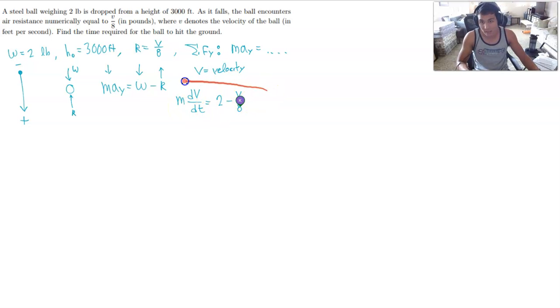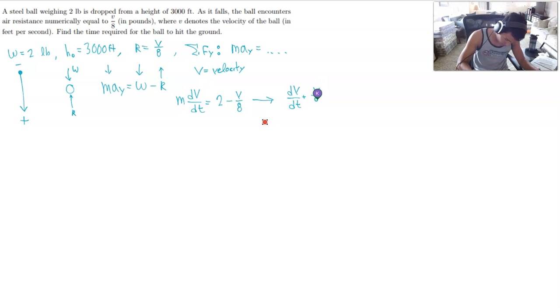So what does this look like? This looks like a differential equation, right? That we can solve. So let's get this in some form that we like. So we have M dV dt, and if I add the plus V over 8 on this side, and then this is equal to 2. And doesn't this look like our classic linear differential equation?